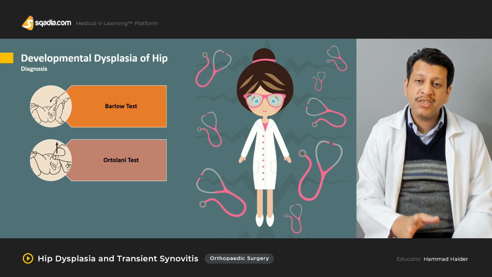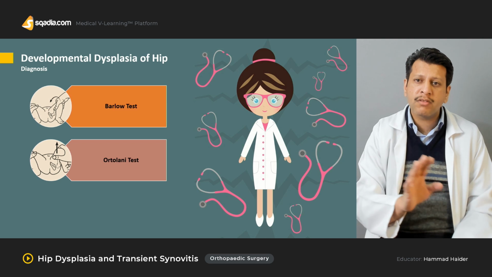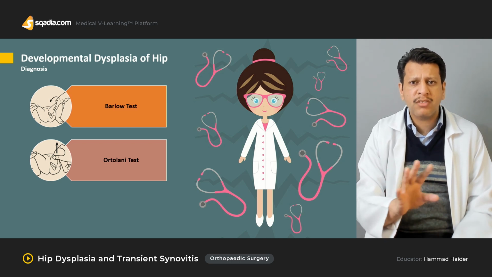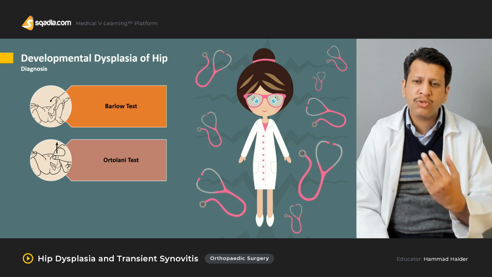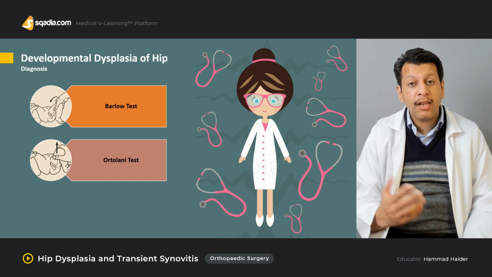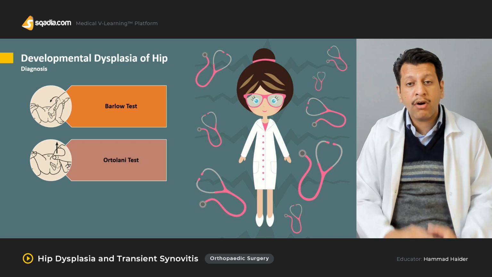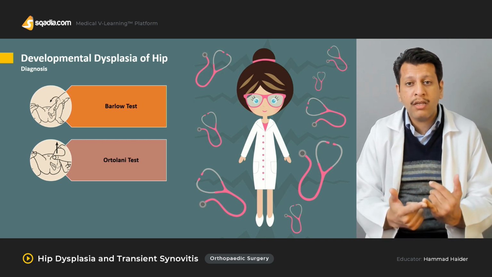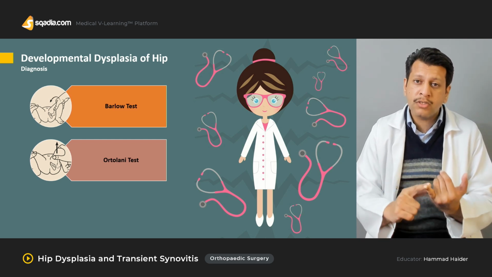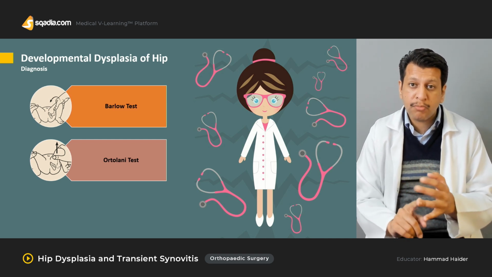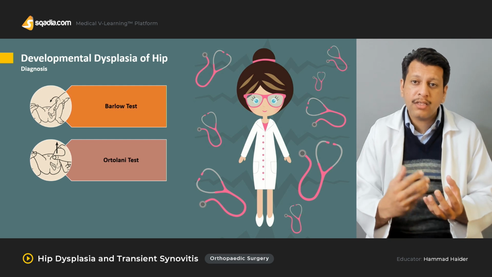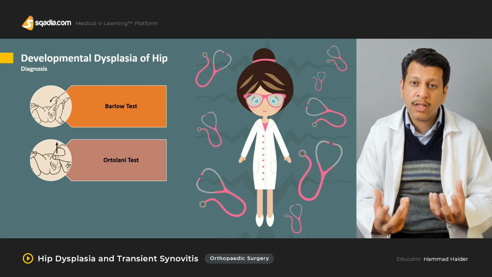Now remember, these tests will not be positive after 3 or 4 months of age. So if a child comes to you who happens to be a neglected DDH, let's say of 1 year of age, and there are a lot of issues with it, there is LLD, limb length discrepancy, the child is having a limp, the child is having a tilted and oblique pelvis, and there are asymmetrical skin folds in the thigh as well.